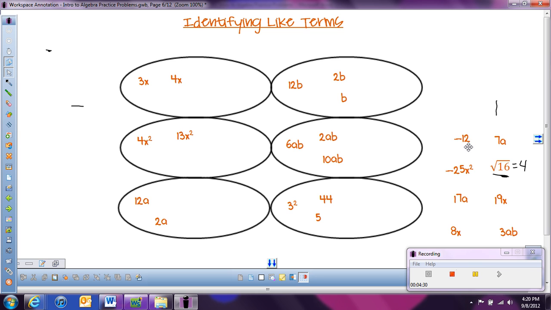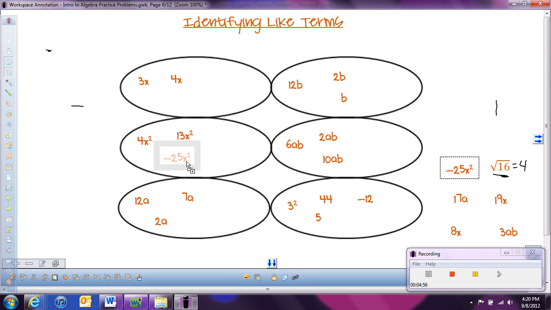Here we have negative 12. That's a constant. Even though it's a negative number, it's still just a constant. So it's going to go in our constant oval. Here's 7a, so we're going to put that in our other oval that has the other a's raised to the first power. Negative 25x squared, remember we're looking at just the variable and what power it's raised to, so it's x squared. Doesn't matter that it's negative, it's still going to go on with the other x squared. Here's the square root of 16, as we said before. The square root of 16, or what times what is 16, is 4. So we're going to also put that in with the constants over here.